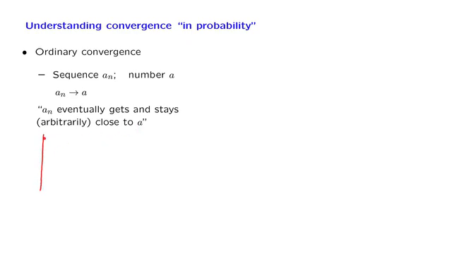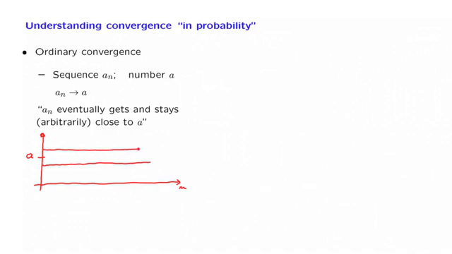In terms of a picture, here is a, the limit, here is n. We take a small band around this number a, and what we require is that the elements of the sequence eventually get within this band around the number a. They might get outside the band, get inside again, but eventually, that is after some time, the elements of the sequence will only stay inside this band.